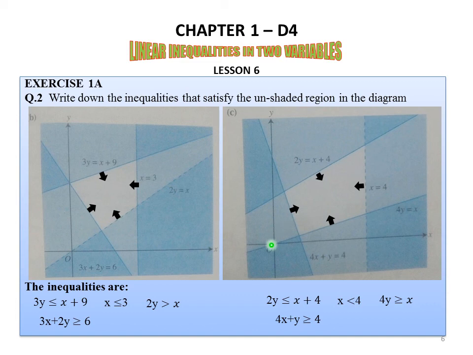So this is what we need to do. When a graph is given and the equation of the line is given, you simply need to replace the sign of equality with any one of the four signs of inequalities. This is case number 2. Hope after these examples this concept is clear.